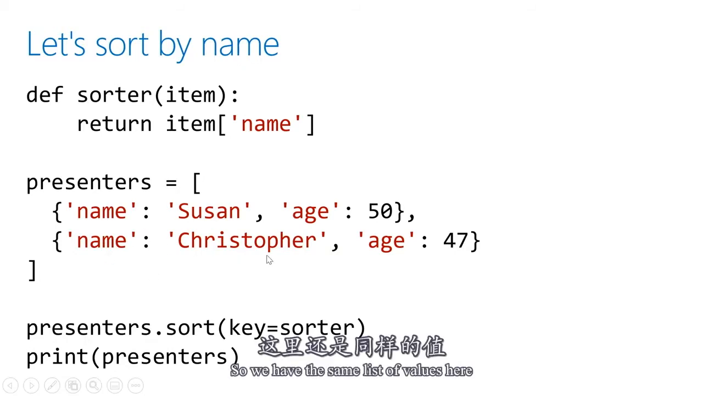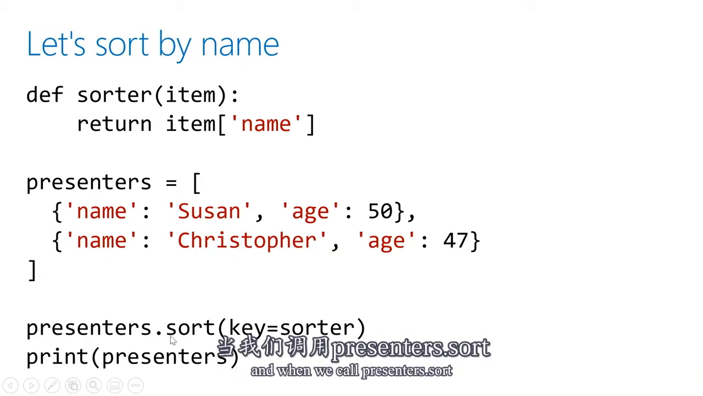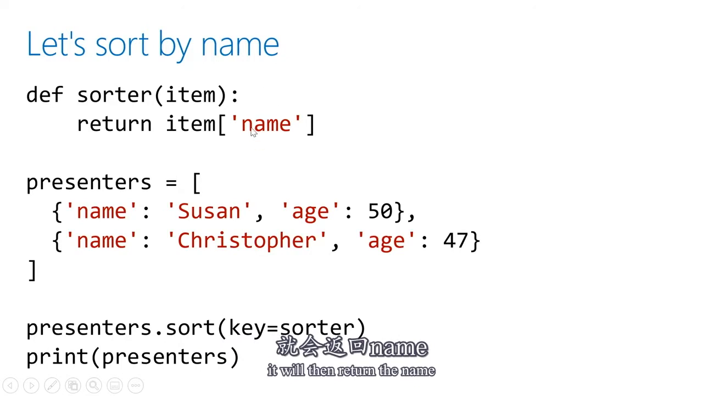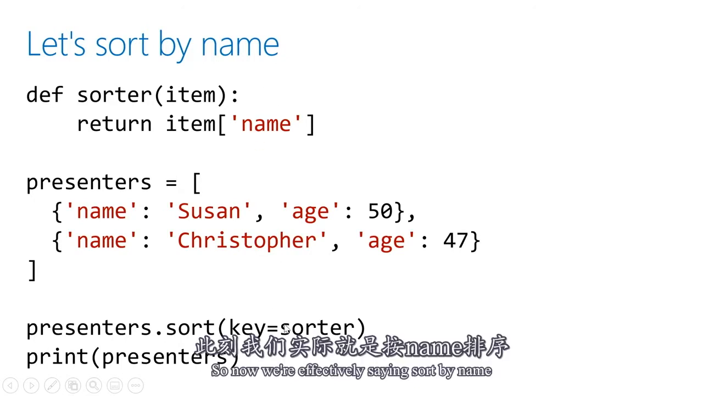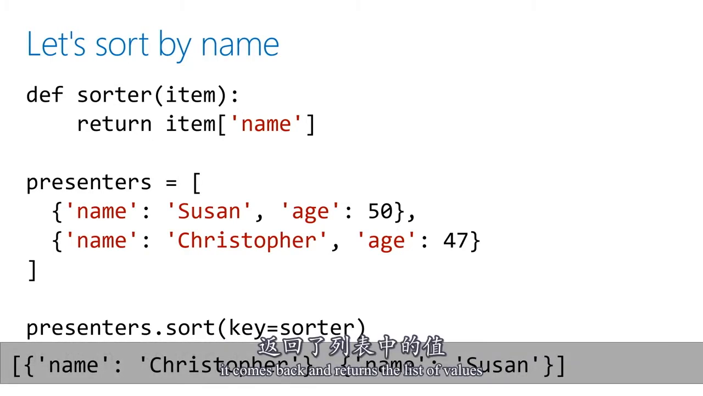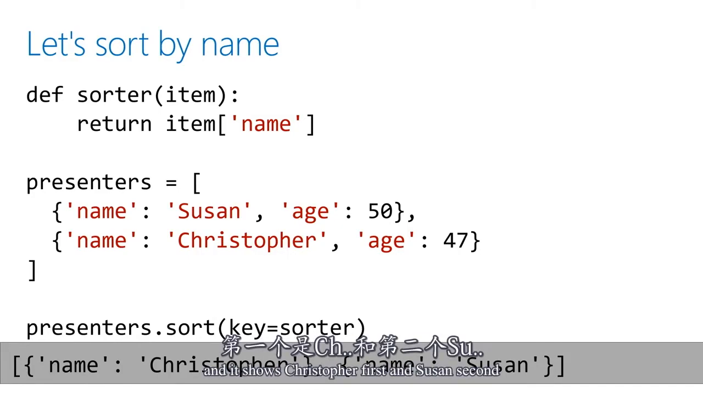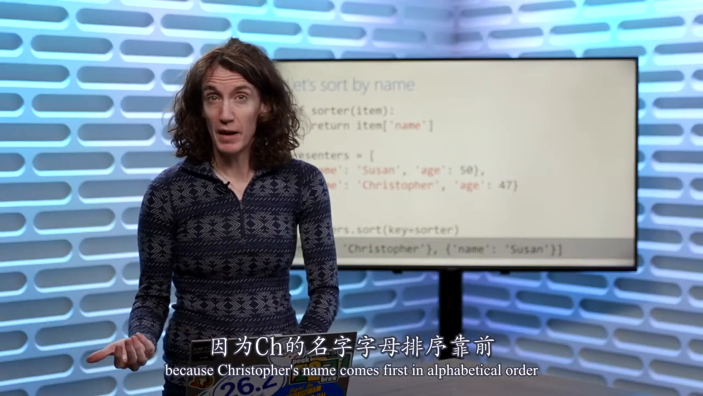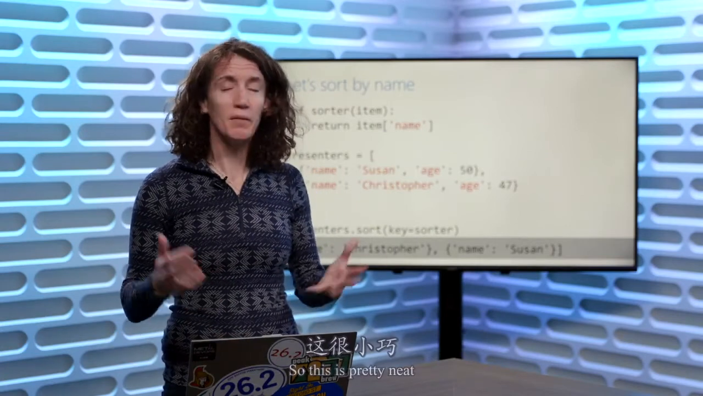So we have this same list of values here, and when we call presenters.sort, we say, hey, use the sorter function, and for each list item, it will then return the name. So now we're effectively saying sort by name, and now when we run that code, wonderfully it comes back and returns the list of values, and it shows Christopher first and Susan second because Christopher's name comes first in alphabetical order.